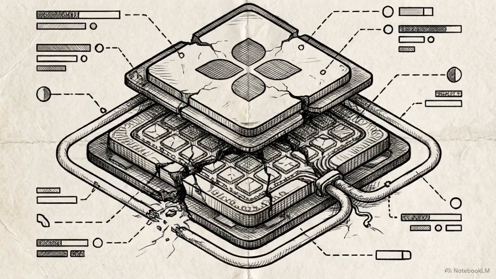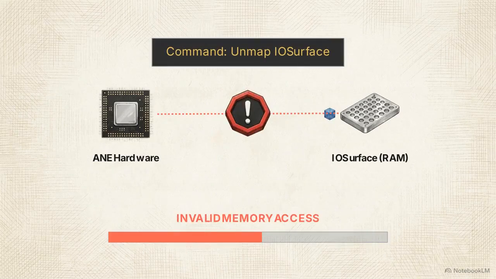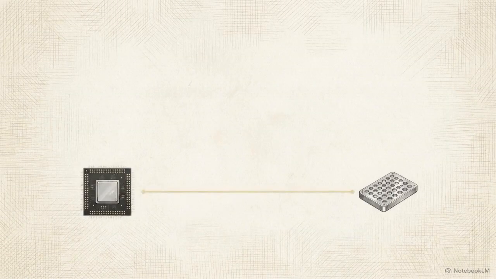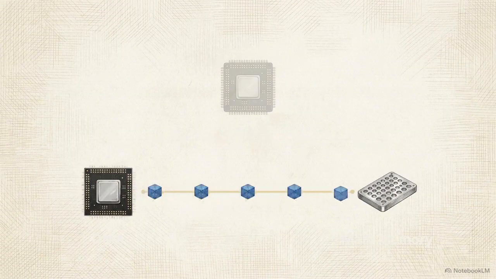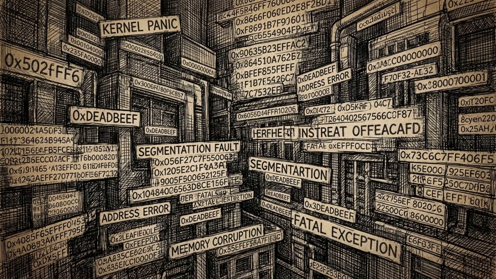Failing to manage these fallbacks properly exposes the system to physical dangers, specifically kernel race conditions. Unmapping an I/O surface before the ANE's DMA controller finishes its flush will cause a system segfault, or a complete kernel panic. The DMA, or direct memory access, is a hardware feature allowing subsystems to write to main memory independently, while a segfault is a critical segmentation fault caused by accessing restricted memory.